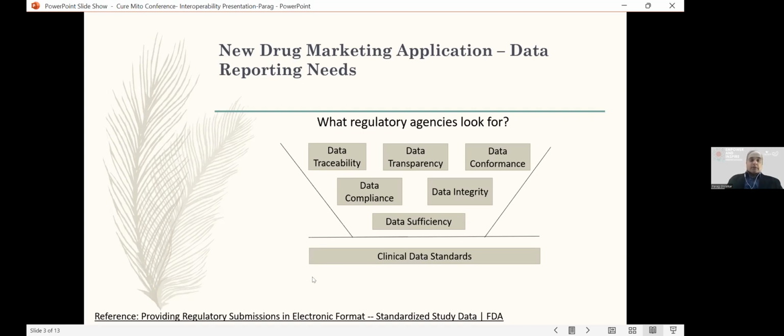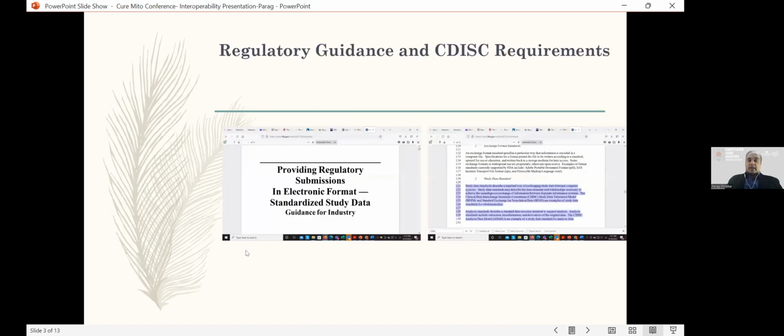And here is some reference I have for providing regulatory submission in electronic format, standardized study data at FDA. So this is exactly why the standardization of data is important. And here are a couple of screenshots of the guidance by the Food and Drug Administration, with some highlighted text from the guidance, which explicitly mentions that the data submitted to the regulatory agency needs to be in CDISC standards.